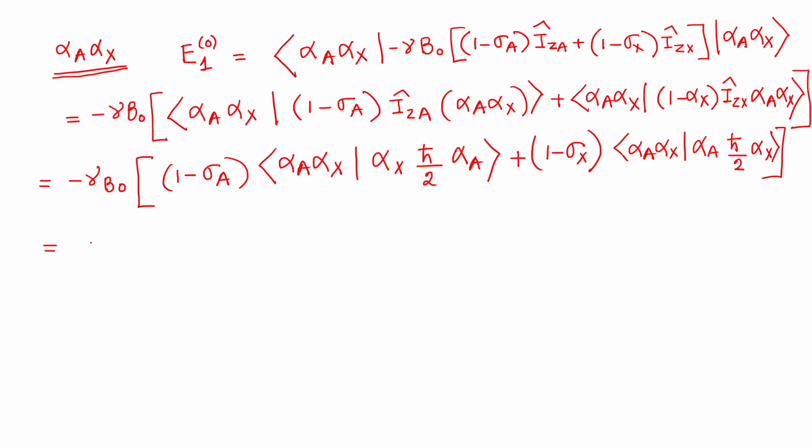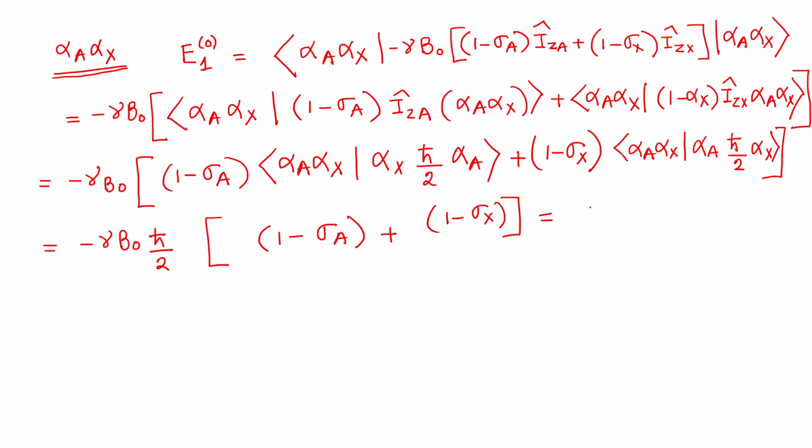So you can see gamma B0 is a common factor that comes out. Then in the bracket we have alpha A into alpha X, alpha A into alpha X, which is the normalization condition, and as it is normalized it gives you 1. So (1 minus sigma A) plus (1 minus sigma X) is what is left, and that is actually minus gamma B0 h-cut.